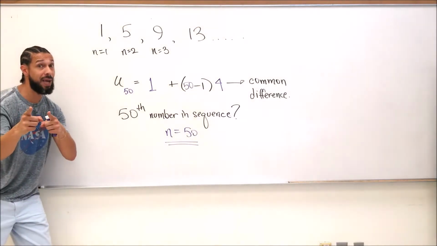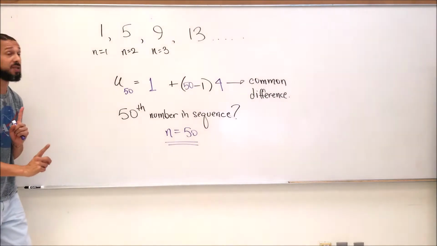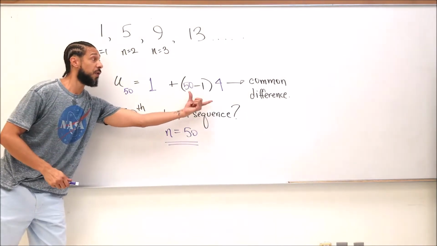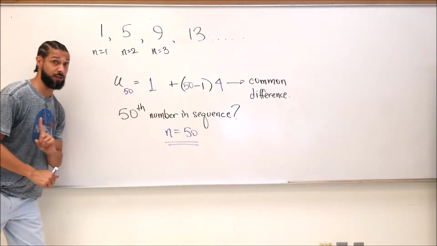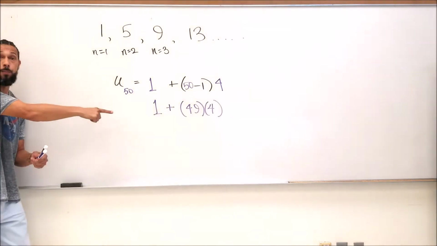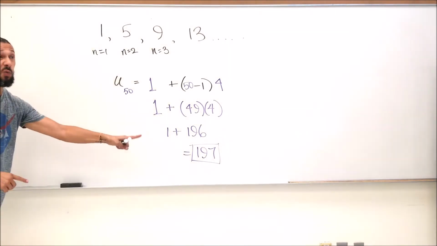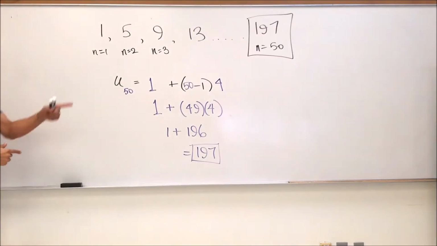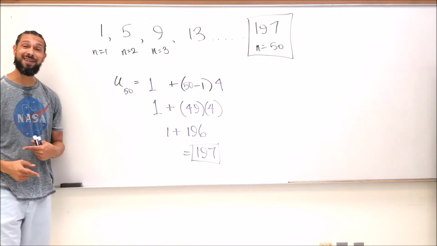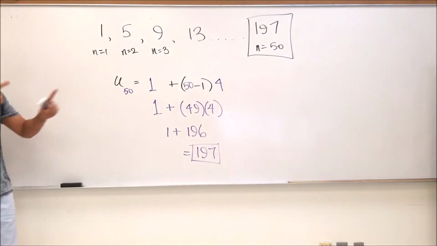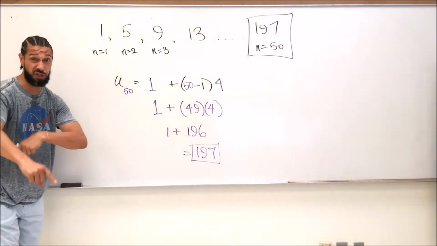Don't get caught up with the PEMDAS. A lot of people are going to make this mistake. Parentheses first, then multiply, then add. Let me show you that real quick. Parentheses, multiply, add. And that 197 would be the 50th number in this line. Good job.